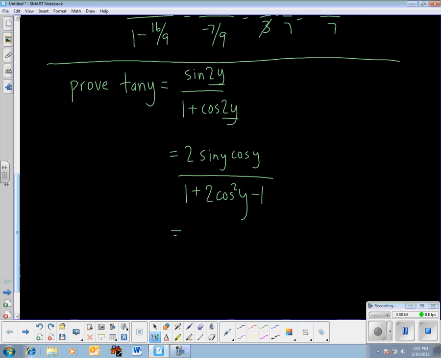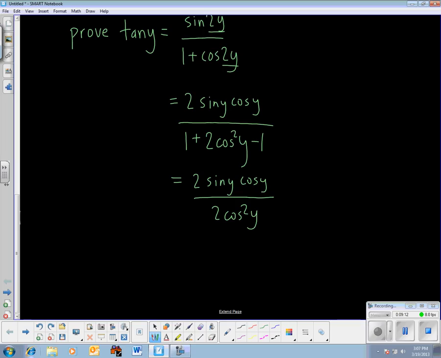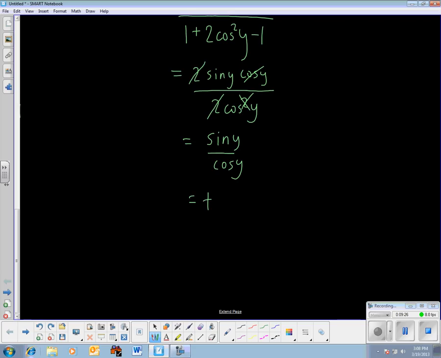What happens here on the bottom is that the two ones cancel, 1 minus 1, and then you can start to see it take shape. I've got a 2 and a 2 that can go away. I've got a cosine and an extra cosine there, so I'm left with just sine y over cosine y, which equals tan y. And we set out to prove that those two things were the same, and we've done it.